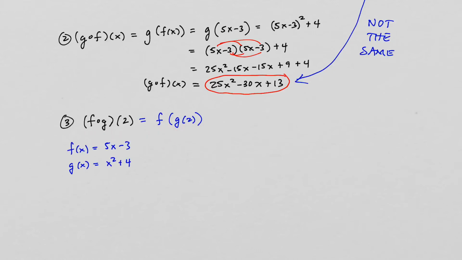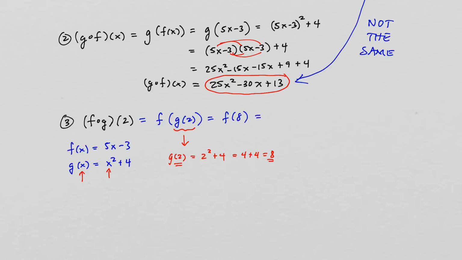Now, there's two ways we can do this. One way to do it is to just work out the inside first. So you could say, well, what is g of 2? Well, here's our g function. G of 2 means to plug 2 in for x. So this would just be 2 squared plus 4, which is 4 plus 4, which is 8. Now, once we know that g of 2 is equal to 8, then this original problem simply becomes f of 8, because again, we know g of 2 is 8.